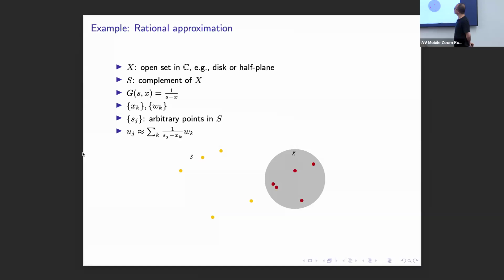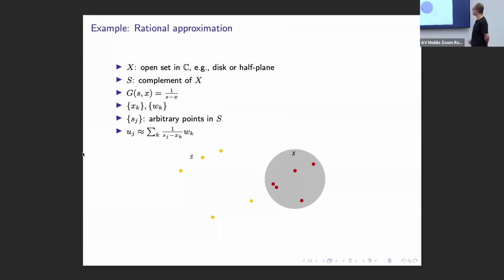The kernel G takes two parameters S and X. It's very simple. It's just 1 over S minus X. And the unknown quantities that we want to recover are the spike locations and also the weights. And the s_j is a bunch of points, denoted by the color yellow here, outside the domain. Plugging these formulas into the definition of u_j, you will see that u_j is a noisy approximation of the sum of these spikes with this kernel 1 over S minus X. This is the first example.